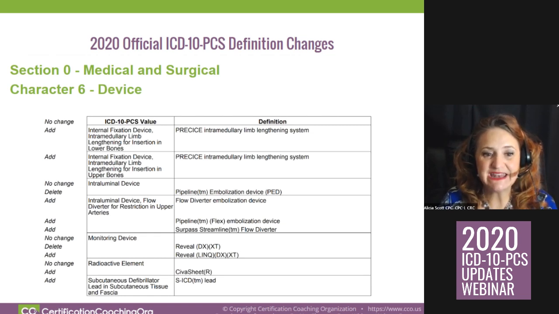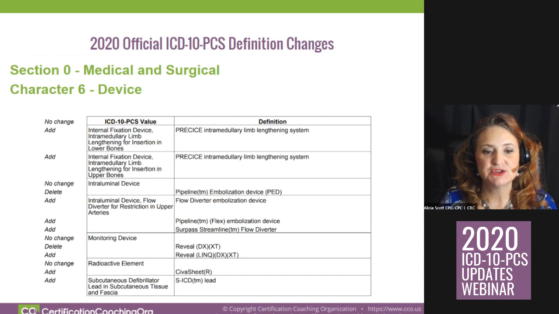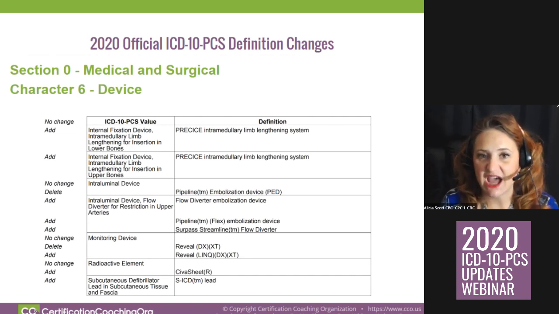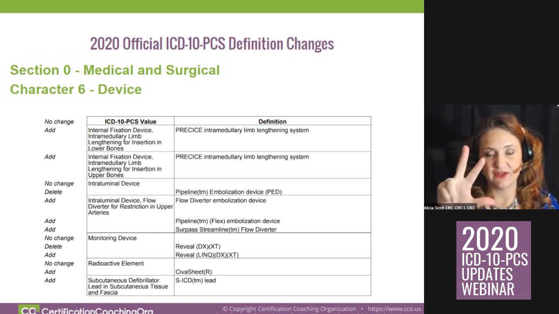Then they deleted for intraluminal device pipeline embolization device, PED, but what they did was they broke it up. So we have an intraluminal device if it's going to be a flow diverter or for restriction in upper arteries. We now have 3 choices. We have a flow diverter embolization device, we have the pipeline and the flex, and we have the Surpass streamline flow diverter. Just giving us higher specificity, because before we only had the 1, and now we've got 3 options.